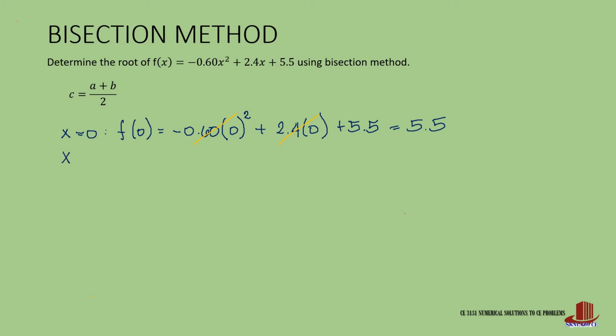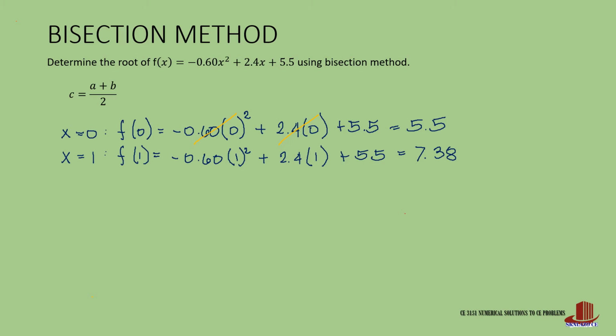Let's check if x is equal to 1. For the function, we would get negative 0.6 of 1 squared plus 2.4 multiplied by 1 plus 5.5. We get 7.3.